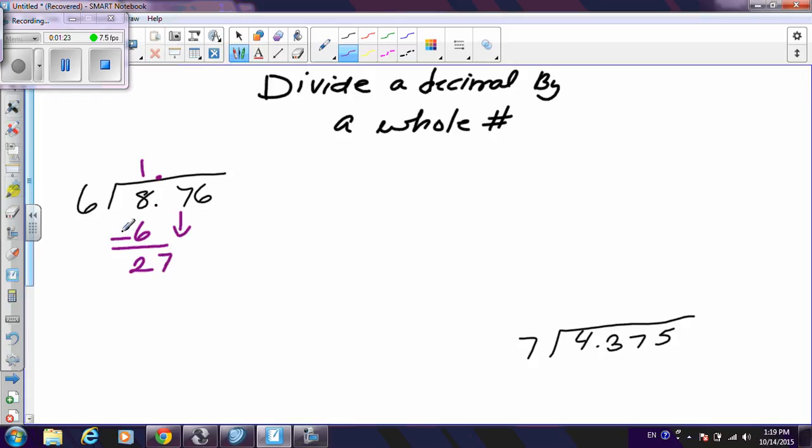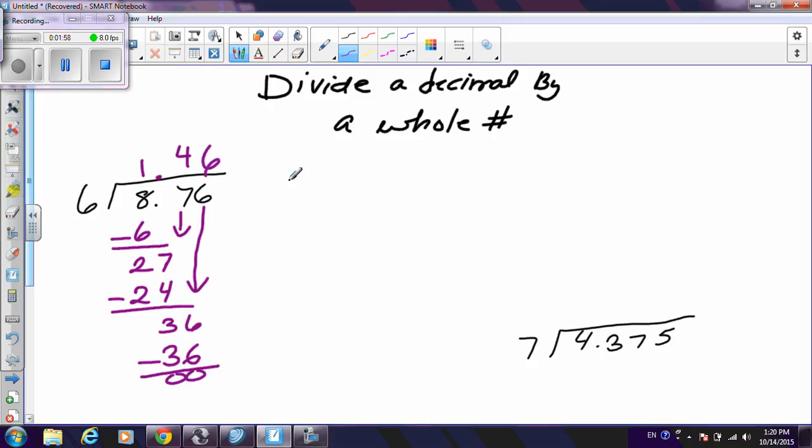Now, I ask myself the question again. How many times does 6 go into 27? That's correct. You should have said 4. 6 times 4 is 24. Subtract those two. 27 minus 24 gives us a gorgeous 3. Next, what's the next step? Right, bring it down. Add our 6. And then we ask the question all over again. How many times does 6 go into 36? Right, it goes in there 6 times. 6 times 6 is 36. And then we have 0. So our answer equals 1 and 46 hundredths.